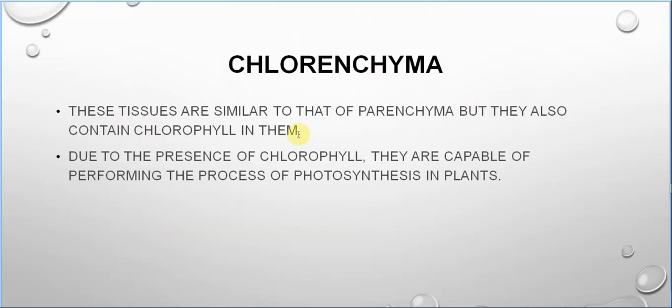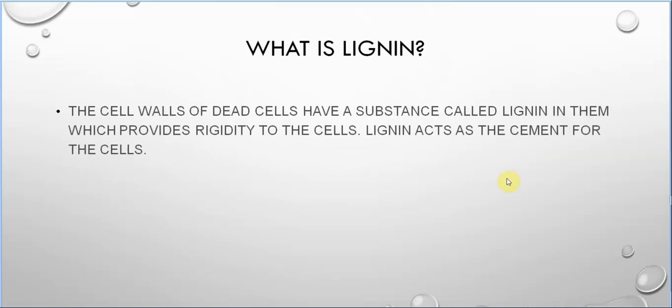So due to the presence of chlorophyll, now as you already know, chlorophyll is an essential pigment which performs photosynthesis. Now if these cells which compose the Chlorenchyma contain chlorophyll, that means they will also be able to perform photosynthesis. As it is written in this part, due to the presence of chlorophyll, they are capable of performing the process of photosynthesis in plant. So Chlorenchyma helps in performing photosynthesis in plant.